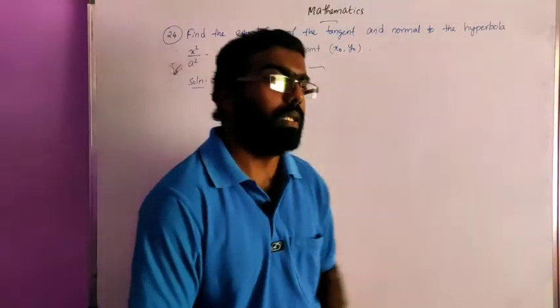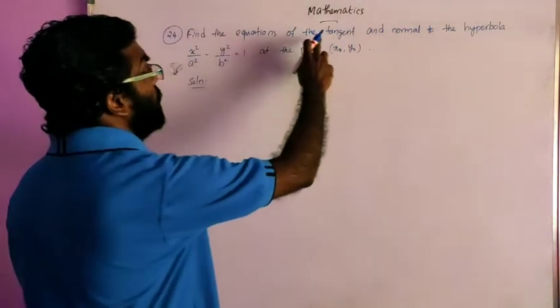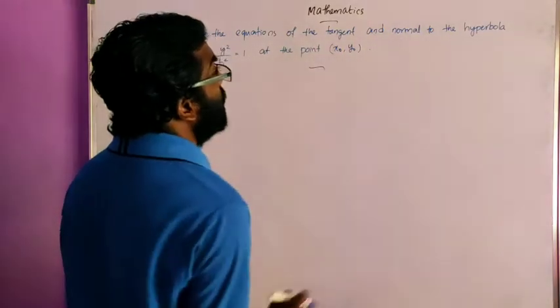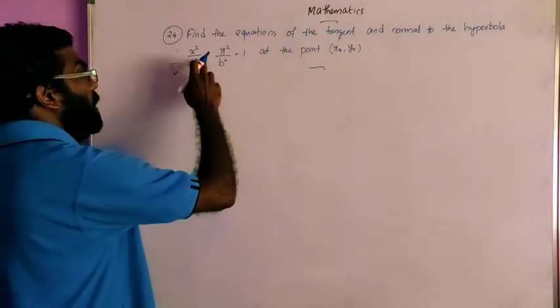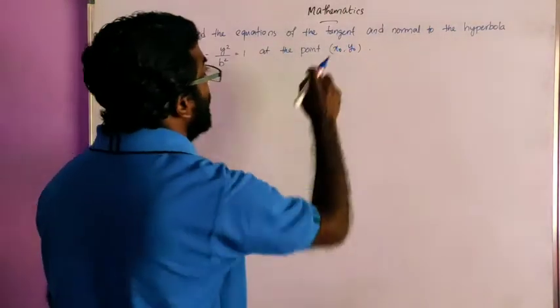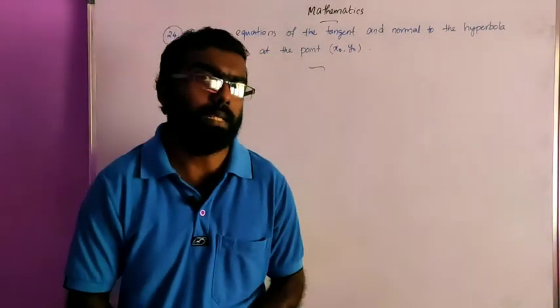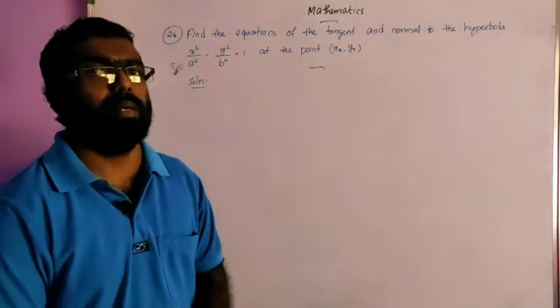Now we move on to the next question. It's also one of the important questions in this exercise. Find the equations of the tangent and normal to the hyperbola x square by a square minus y square by b square equal to 1 at the point x0, y0. We have to find the equation of tangent and normal to the given hyperbola.